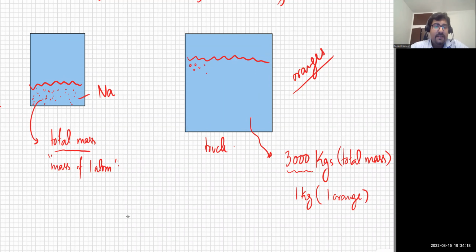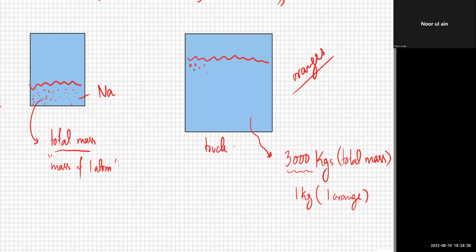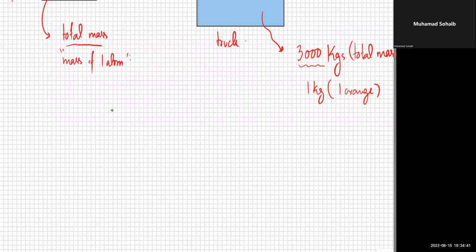So if you want to find out how many moles you've got, use the same strategy: take the total mass and divide by the mass of the single atom of sodium, and you'll be able to figure out how many atoms you've got. Okay, is that clear? Yes, sir.